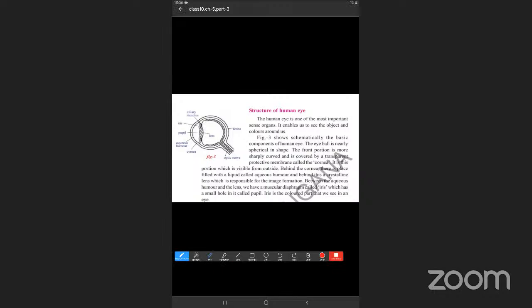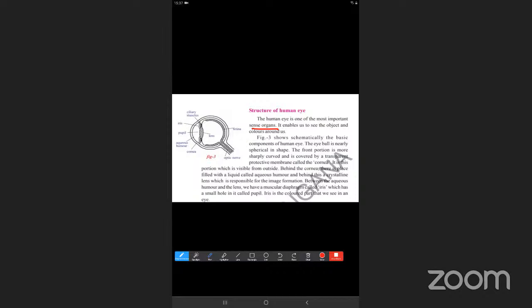Yes. So, the structure of the human eye. The human eye is one of the most important sense organs. Yes, when we close our eyes, we cannot see anything. Everything will be blind. So the human eye is one of the most important sense organs. It enables us to see the objects and colors around us. So here this figure shows schematically the basic components of the human eye.